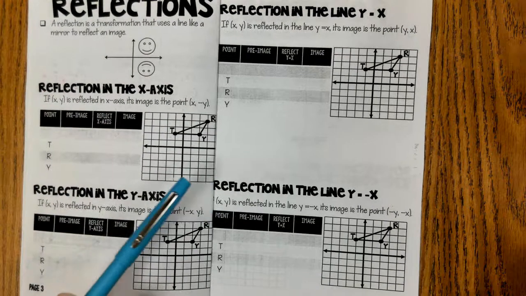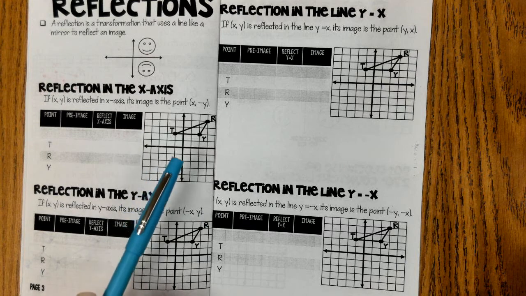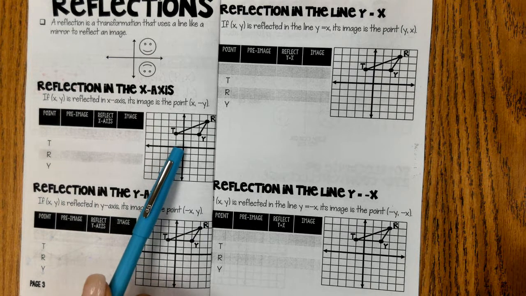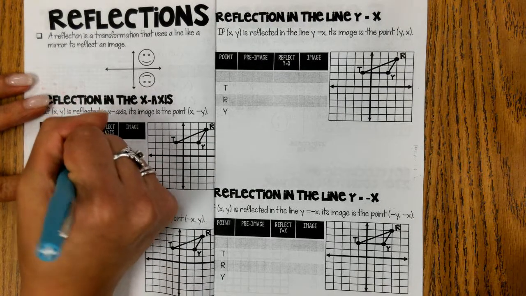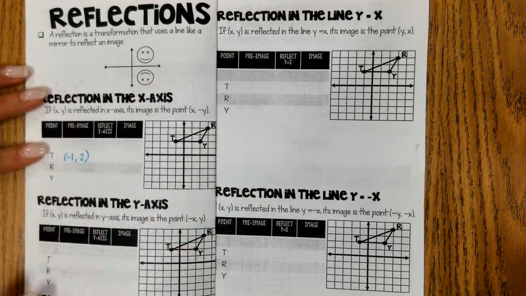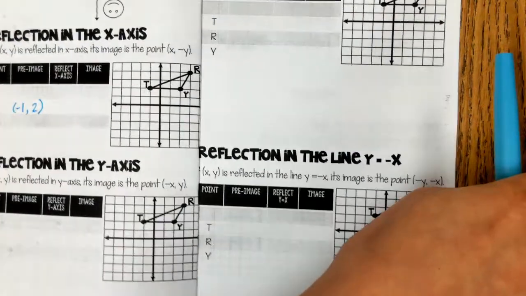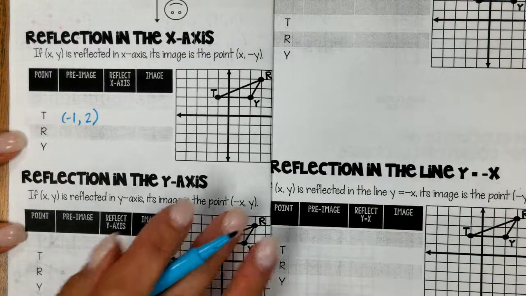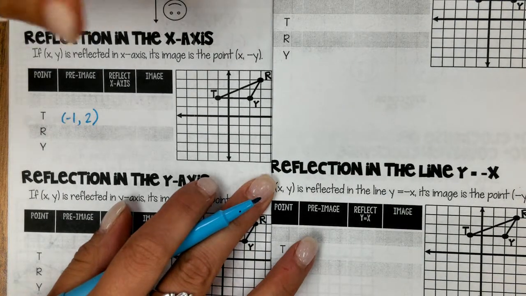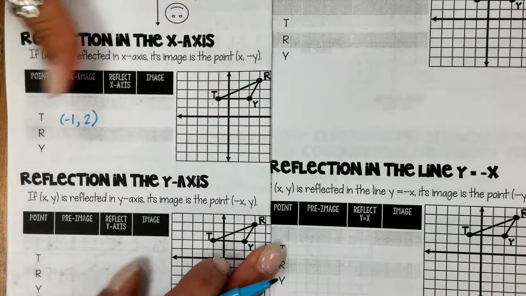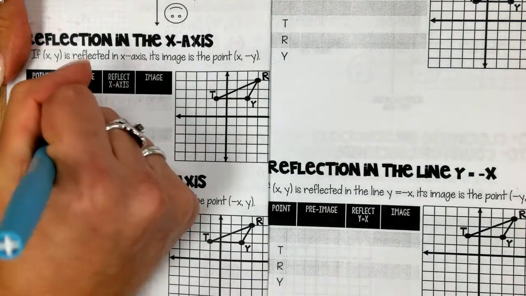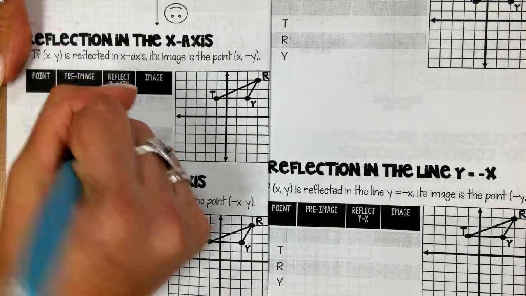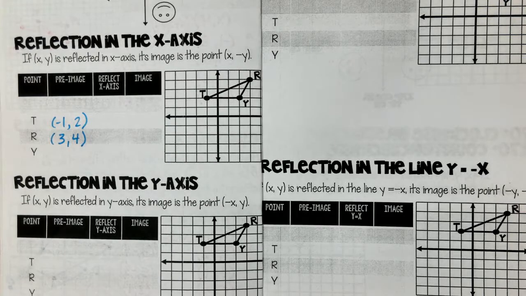So first of all, we have to identify what these points are. What are the coordinates of point T right here? Okay, so (-1, 2). Then point R, what coordinates? (3, 4). Okay, and then point Y, (2, 2).